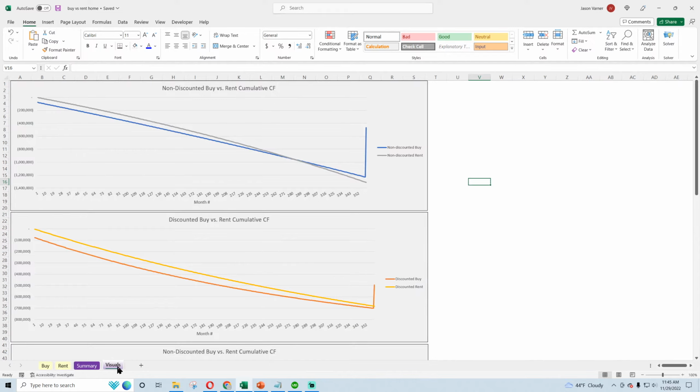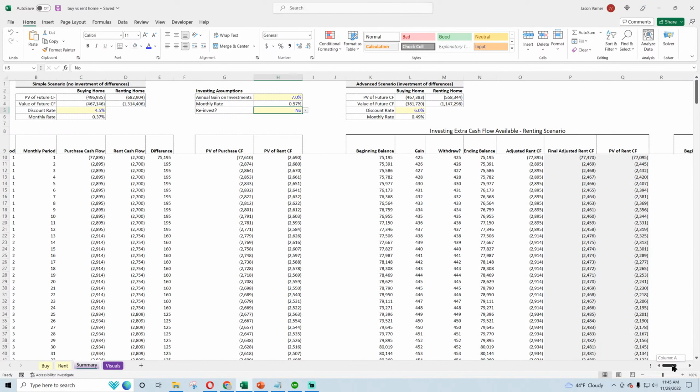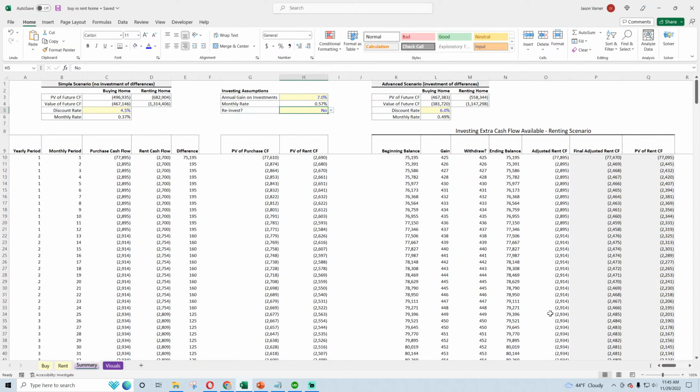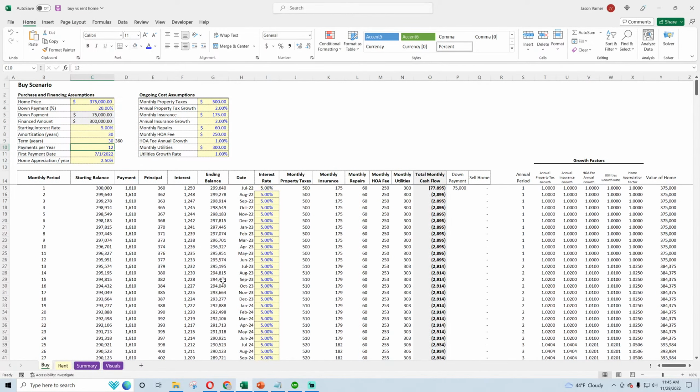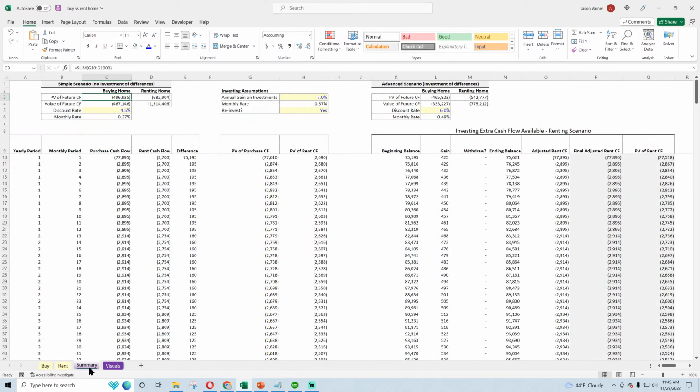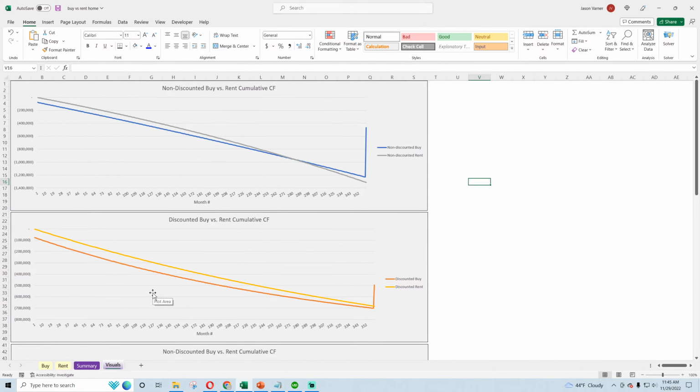I think this gives good perspective. This is about as deep of analysis as I could think of to do. That's very comprehensive. Allows you to adjust all the levers. You're adjusting discount rates. You're adjusting the average annual gain on any investments that you can make based on the differences. You can choose to reinvest or not. That affects the cash flow and total cash flows. You've got your renting assumptions, buying assumptions, very dynamic. I think this is very comprehensive and useful.